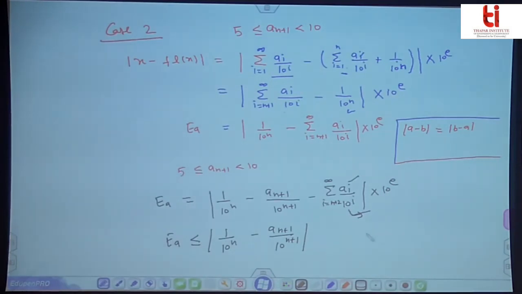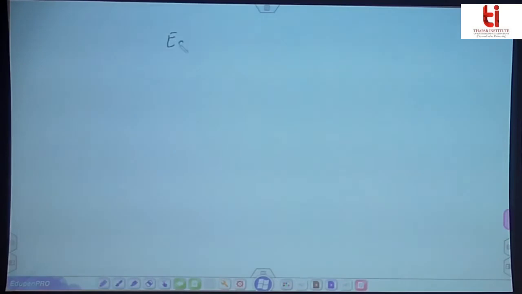Okay, and it is given to you a n plus 1 is greater than equal to 5, and if we are taking minus a n plus 1, it will be what? It will be less than equal to minus 5. It is given because we are taking the case whenever a n plus 1 is greater than 5. So that's why minus a n plus 1 is less than equal to minus 5. So absolute error e of a is less than equal to 1 upon 10 raised to power n minus 5 upon 10 raised to power n plus 1, into 10 raised to power e. Okay.